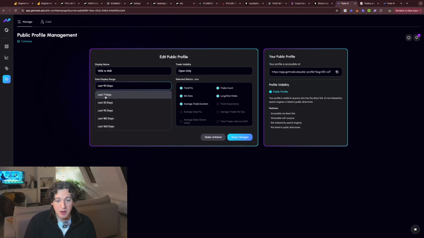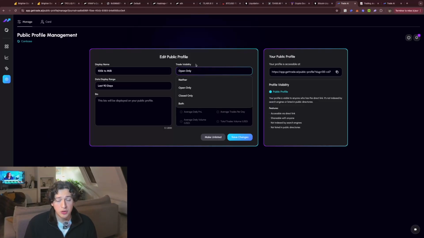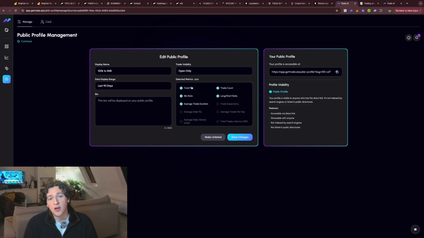You can select the data display range: last 7 days, last 30 days, last 90 days, up to last year. You can also choose the trade visibility, so no trades, only the open trades, only the closed trades, or everything. You can choose whatever you want. You can select up to 6 metrics, so total P&L, trade count, long short ratio, win rate, average trade duration. You can also add the trade expectancy or the total volume, etc. You can also put in a bio, for example, yo, it's me, Diego.